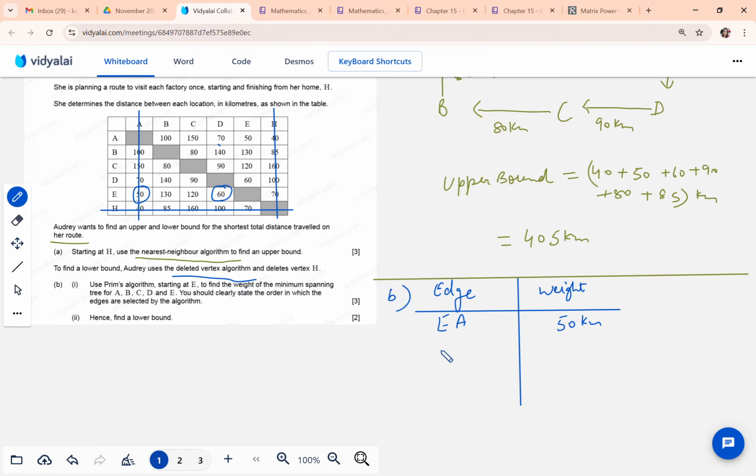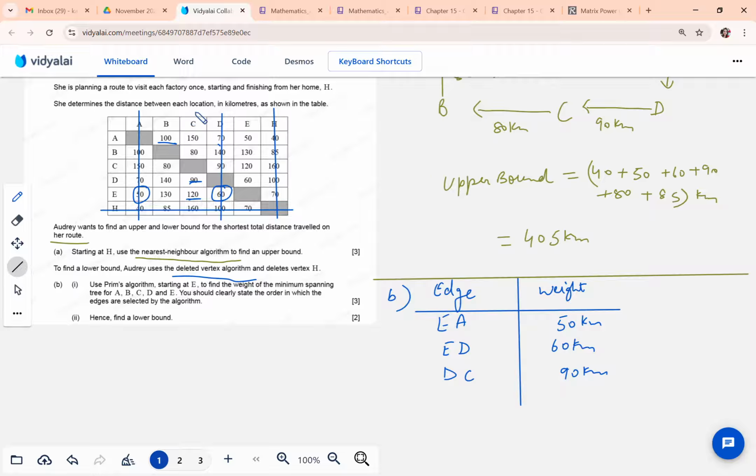So now we will move on. Take the edge E to D with weight 60 kilometers. So D is taken, we can just cross that. Now we have E, D and A. We can take any vertex nearest to them. For E, the lowest value here is 120. For A we have 100. Then for D we have DC, 90. Okay, so we'll consider this D to C with 90 kilometer distance.